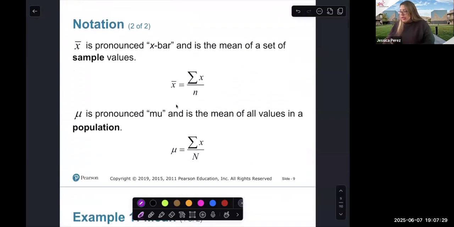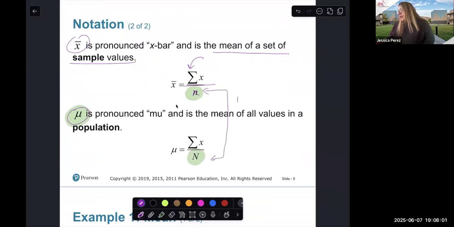You can also see that there's a difference between X bar and mu. X bar means the mean of a set of sample values, the sum of little x all over little n. Mu, this Greek letter that looks like an M, represents the mean value of a population. So what is the big difference? The difference is the division.